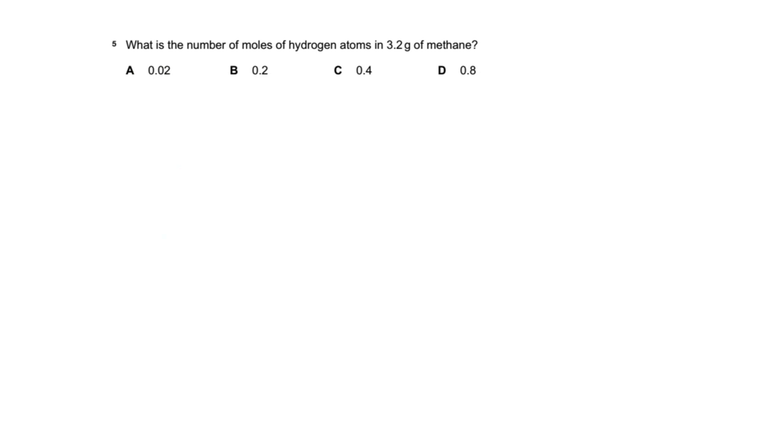What is the number of moles of hydrogen atoms in 3.2 grams? Now this is where that talk comes in, where we start thinking of moles like the dozen, right? Ek darjan wali kahani. But let's figure out the moles of methane first. 3.2 grams of methane में कितना होता है moles? So methane CH4 की बात हो रही है.